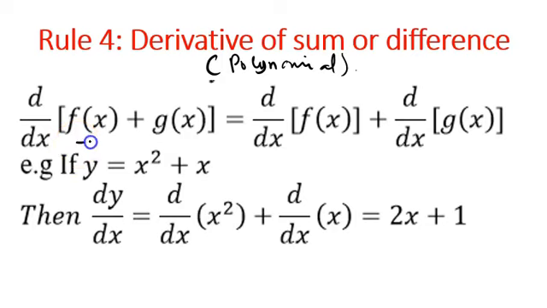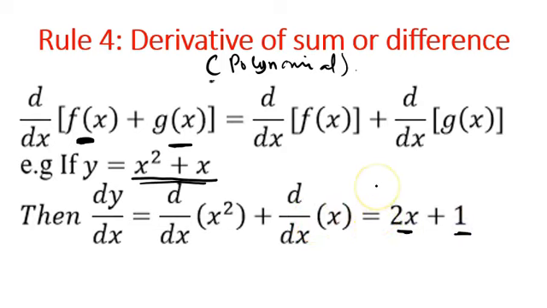So for instance, if we have f of x as one term and g of x as also one term, then if you want to find the derivative, we differentiate term by term: d dx of f of x plus d dx of g of x. For example, we have y is equal to x squared plus x. So we have one term here, another term here. dy dx will then be d dx of x squared plus d dx of x. And we know how to differentiate this: we bring the power forward, that's why we have 2x. And for this, we have 1.